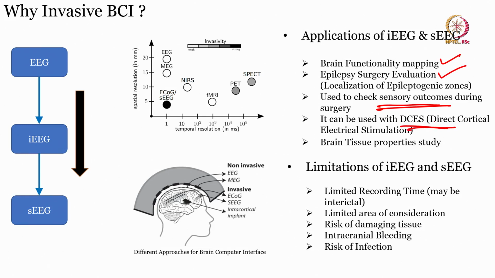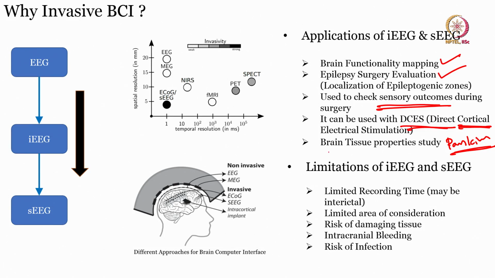DCES or DBS: two kinds of electrical stimulation. One is direct cortical electrical stimulation, the other is deep brain stimulation. These are used for Parkinson's and recently in epilepsy and so on. Parkinson's is a movement disorder where a person can hardly move. I believe one of our other TAs would have covered the detailed aspects of Parkinson's, so I will not go into the detail.